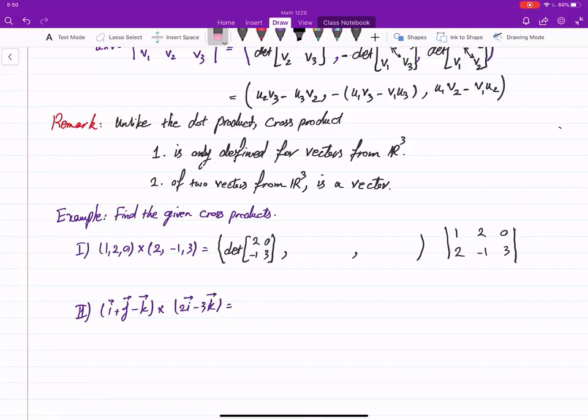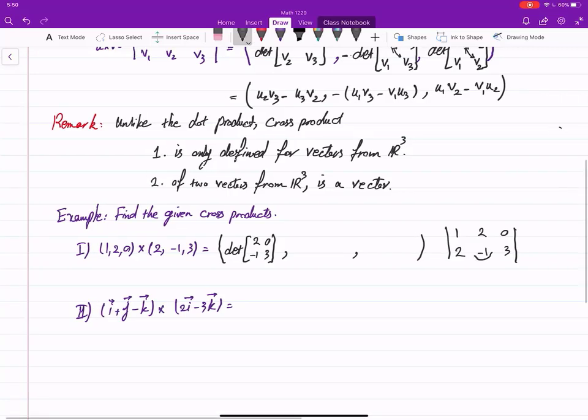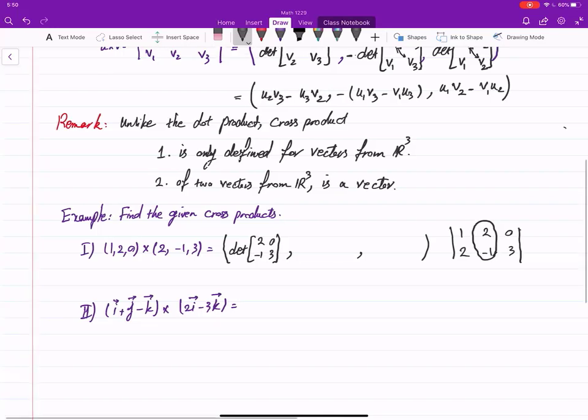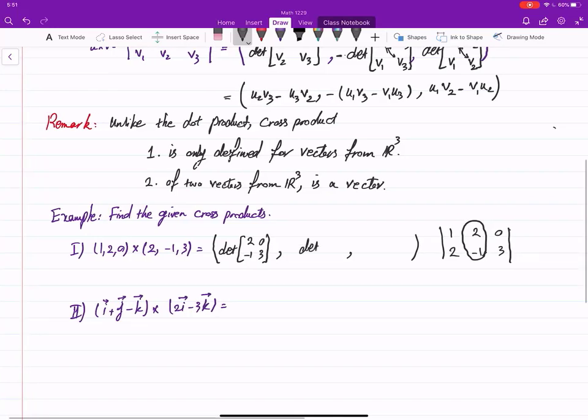Okay, that's the first. For the second one, we cover the second column, then find the determinant of the remaining 2 by 2 matrix: 1, 0, 2, 3. Well, remember that in the main formula, we have a negative sign in front of the second entry, or second component.